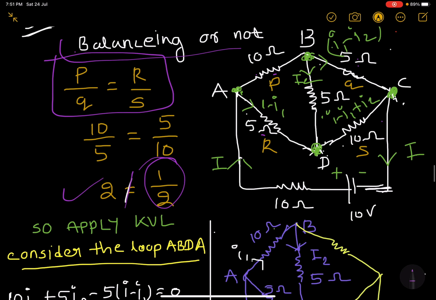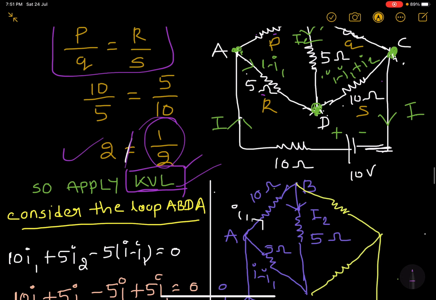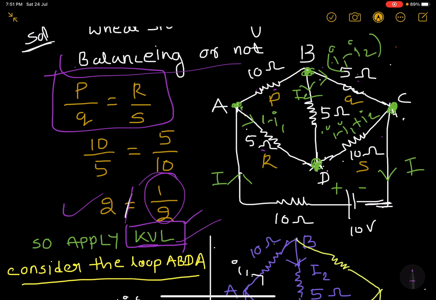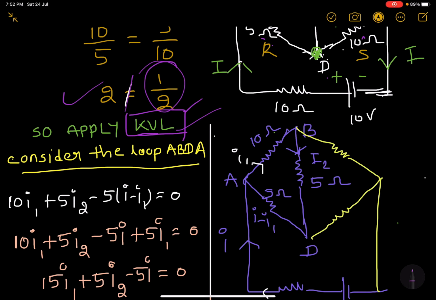We already know this is not balanced, so apply KVL, the Kirchhoff voltage loop formula. So this is A, B, C, D, and P, Q, R, S we are taking. First we take this branch, the loop A, B, D, A. That is constructing the loop of A, B, D, A.